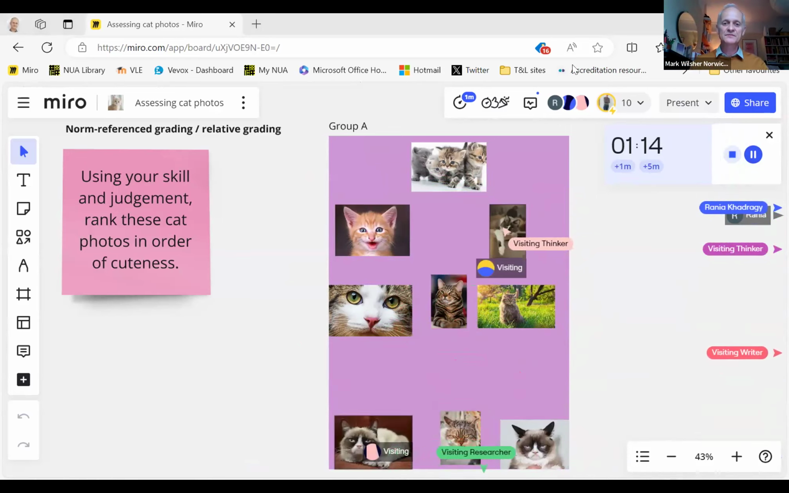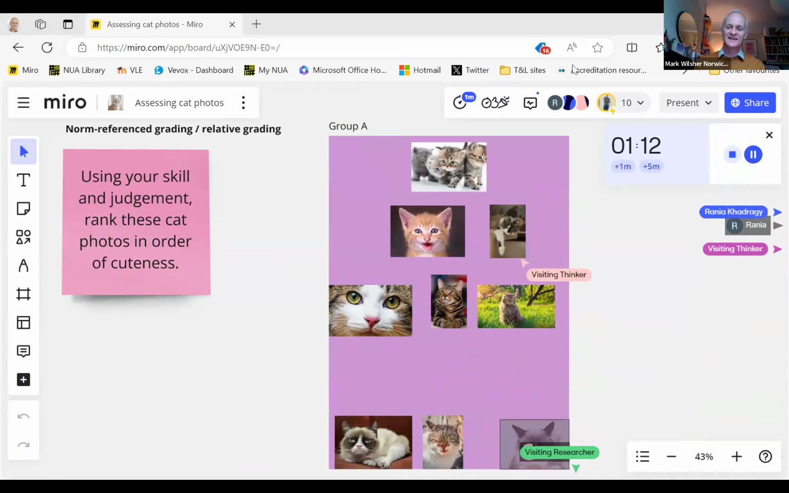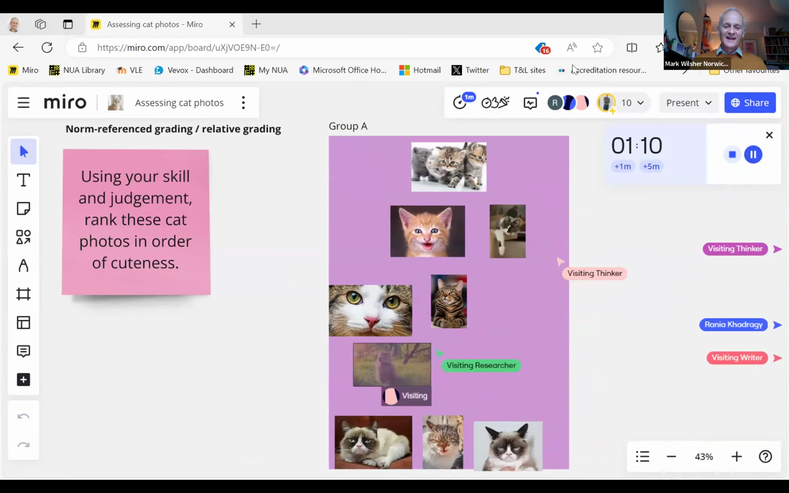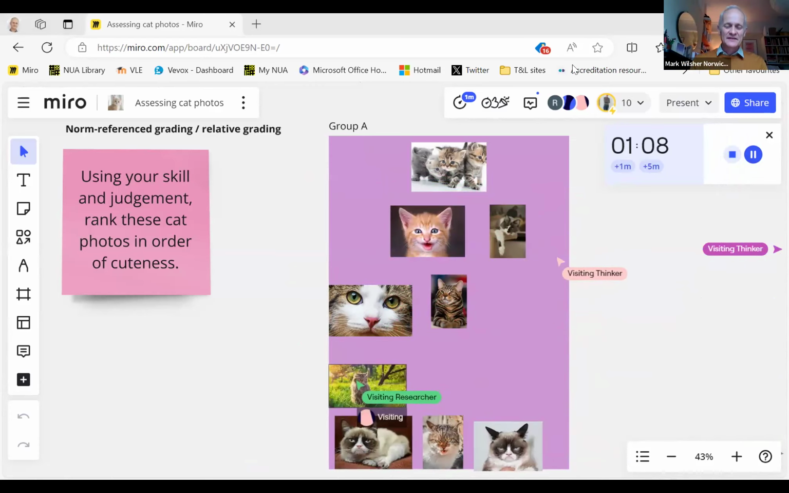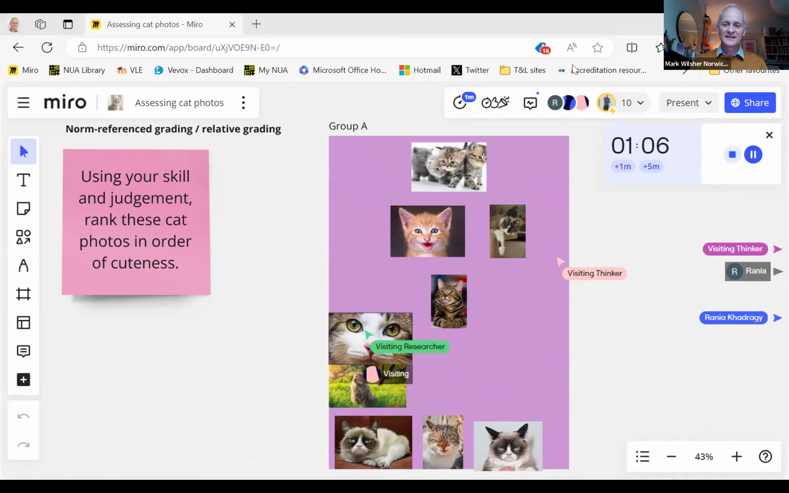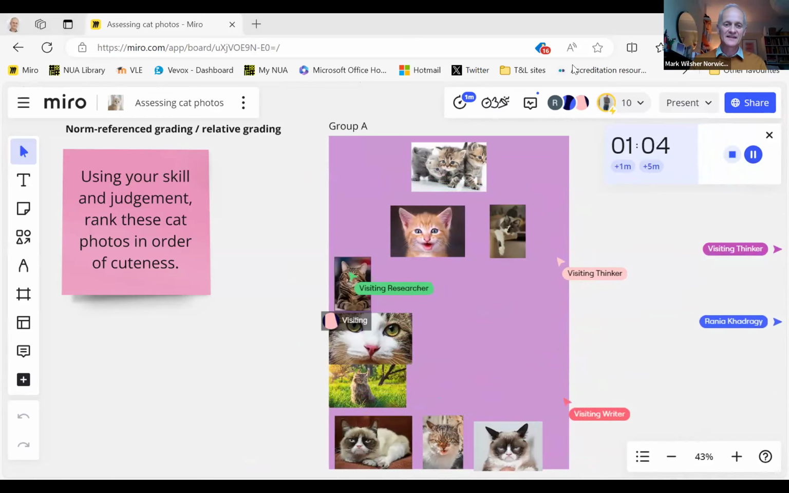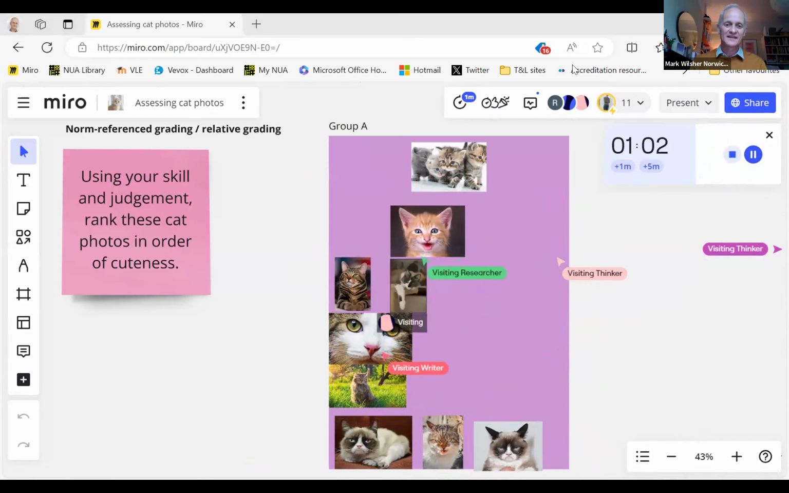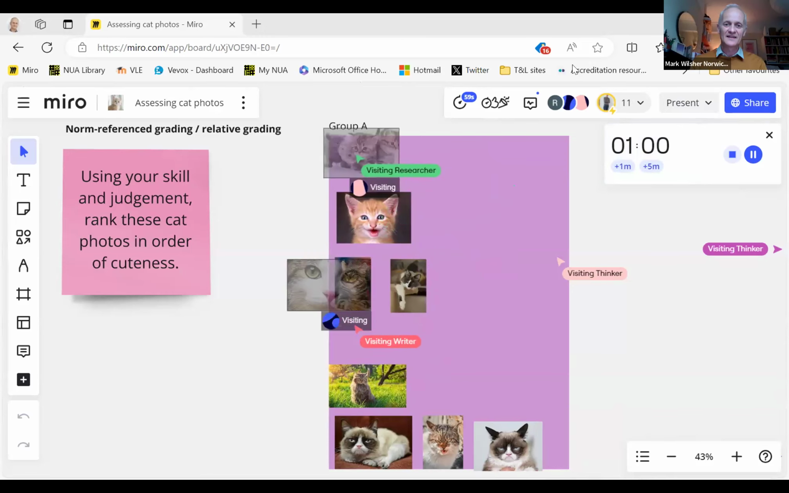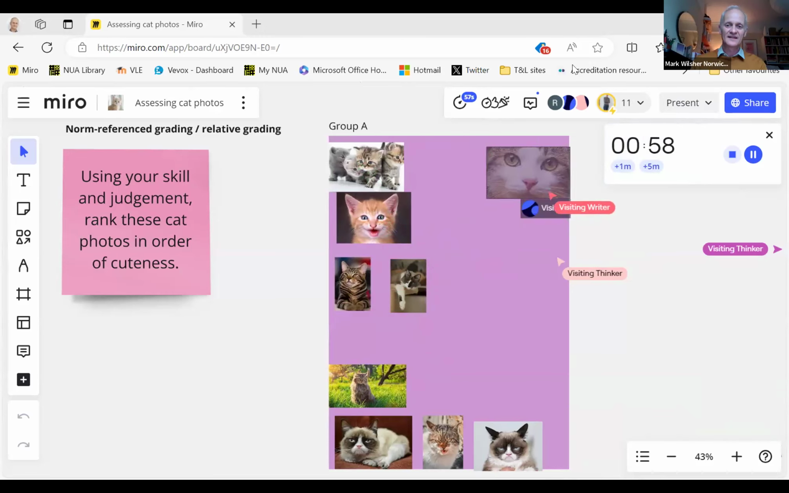I started using cats because my dean was very fond of cats. And well, it seems like everyone loves cats. When I would normally do this in a teaching situation, that's right, the grumpy cats are at the bottom, always.